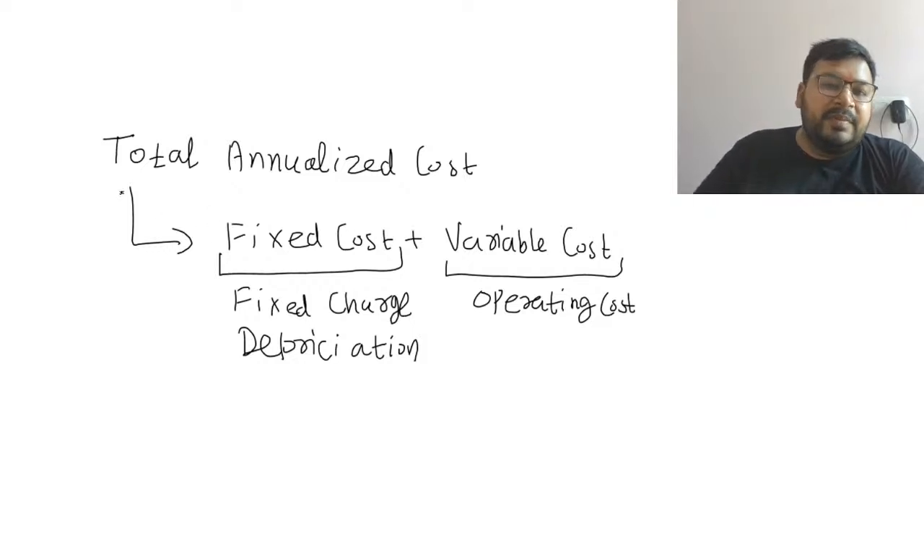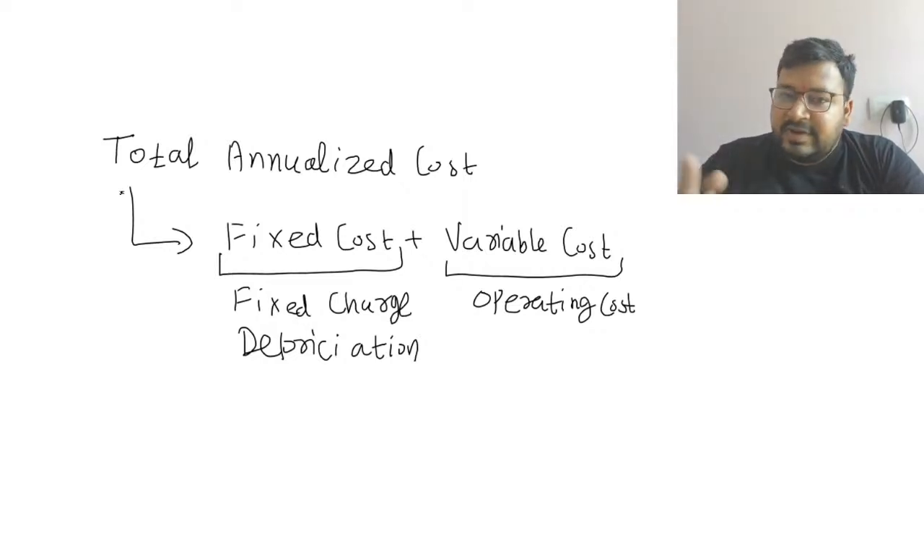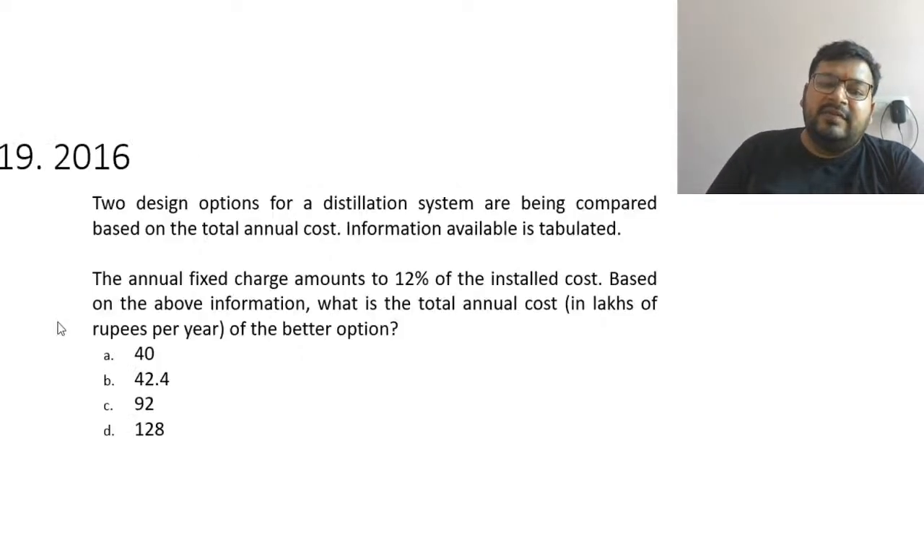Now fixed cost may be given directly, that this is the amount, or fixed cost may be given in terms of depreciation, and for calculating the depreciation, one method will be given to you. Or the fixed cost can be given as some percentage of the fixed capital investment, that this much percentage you have to recover every year. Like in this question, they have given us the percentage: 12% of the installed cost are the annual fixed charges.